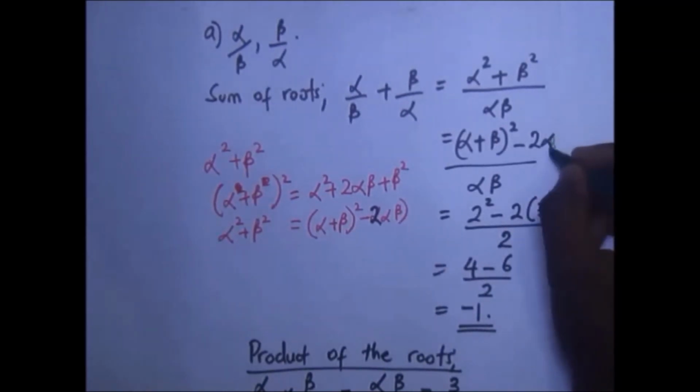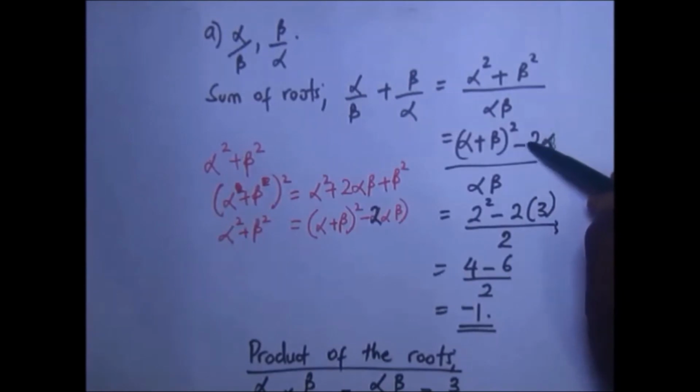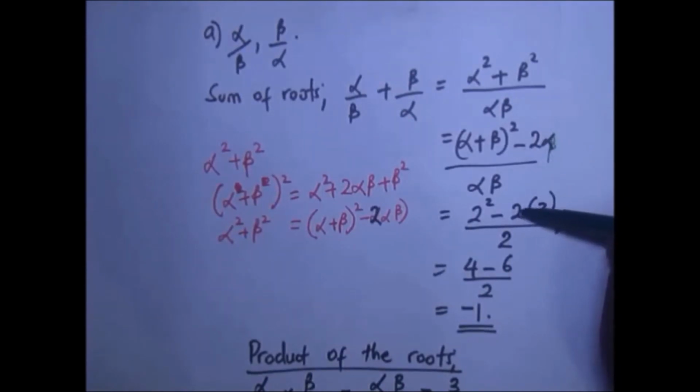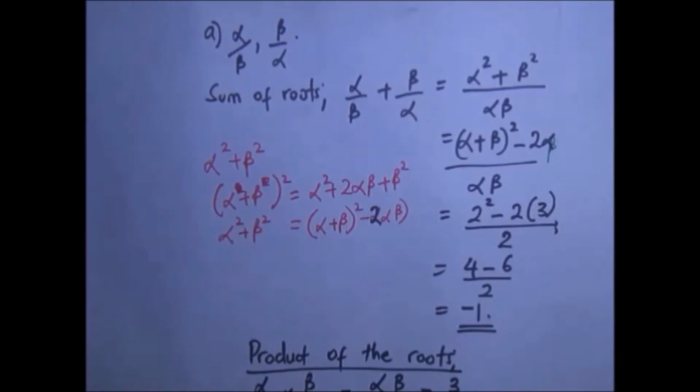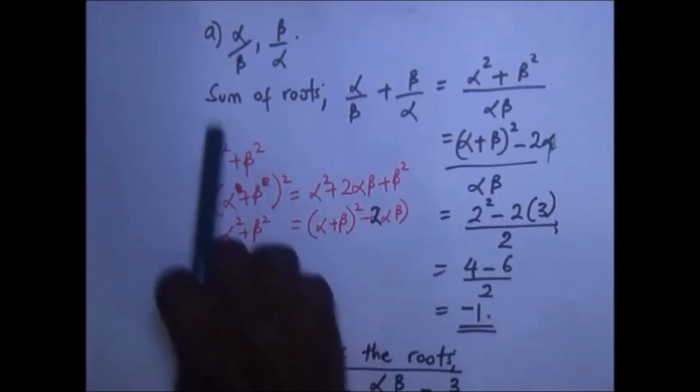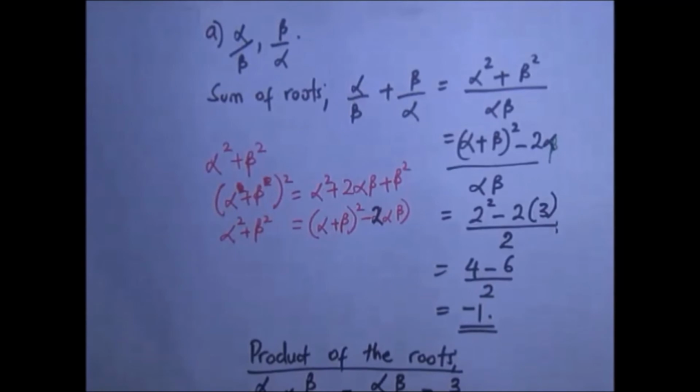We have beta there. So it's 2 squared minus 2 alpha beta, so it's going to be 2 times alpha beta, which is 3. So 2 squared is going to be 4, and 2 times 3 is 6. So 4 minus 6 is negative 2, divided by 2, we will end up with negative 1. So the sum of the roots here is negative 1.